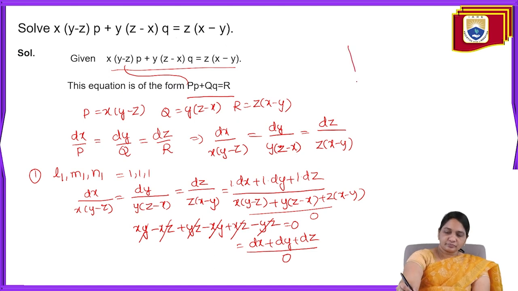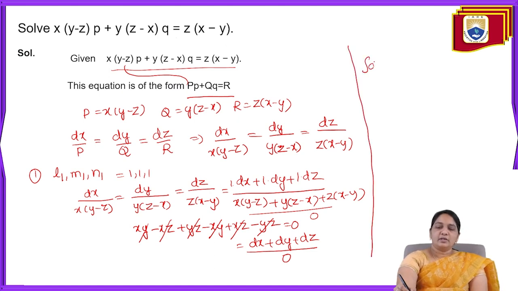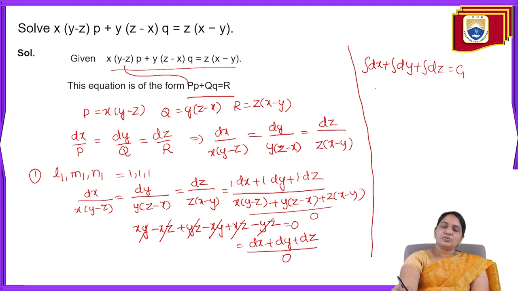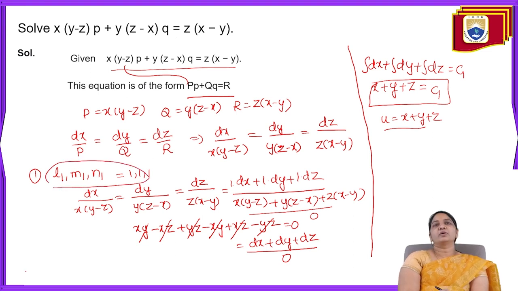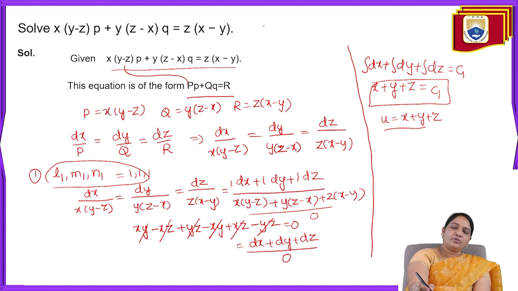So integral dx plus integral dy plus integral dz equal to some constant. So integral dx is x, integral dy is y, integral dz is z. So this one is 0. So finally this is u, u equal to x plus y plus z. This is the first solution. So my set of multipliers is 1, 1, 1, and I got the first solution u equal to x plus y plus z equal to c1.